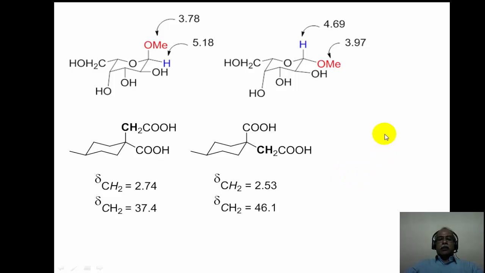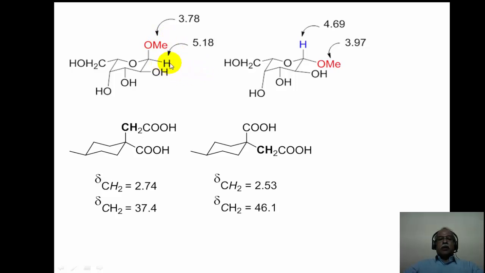Now, sugar chemistry is rich in stereochemistry, and it is important to determine the absolute stereochemistry as well as the relative stereochemistry of sugar molecules. Let us take the methyl glycoside of glucose, for example. This is not glucose, I am sorry. This is galactose. This is a methyl glycoside of galactose that is shown here in this particular spectrum.